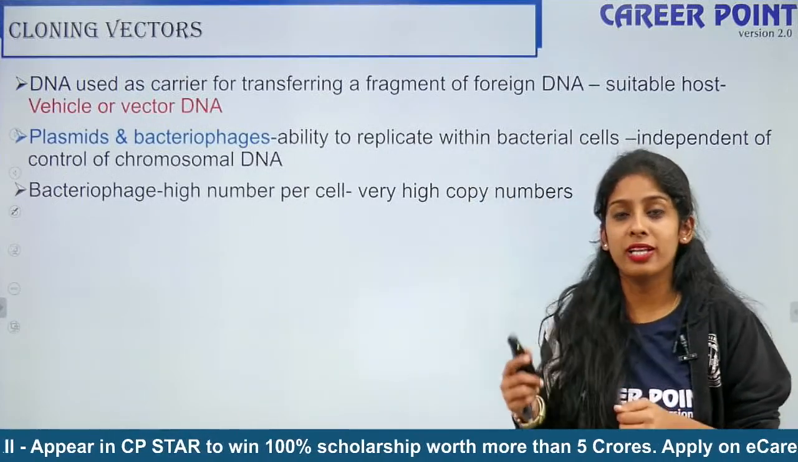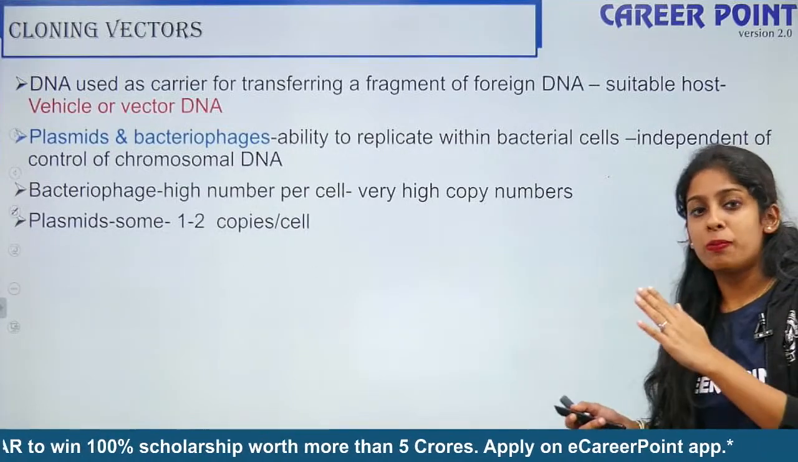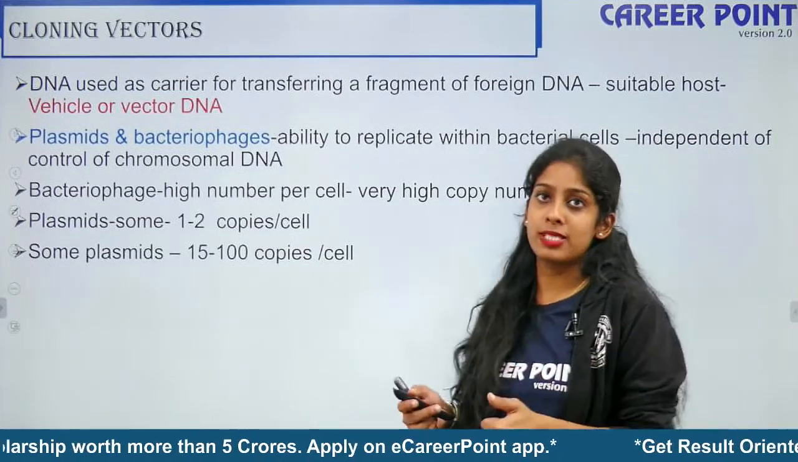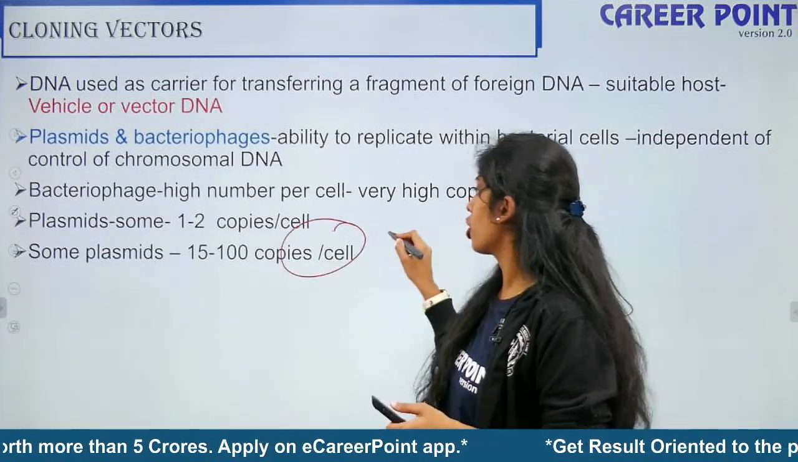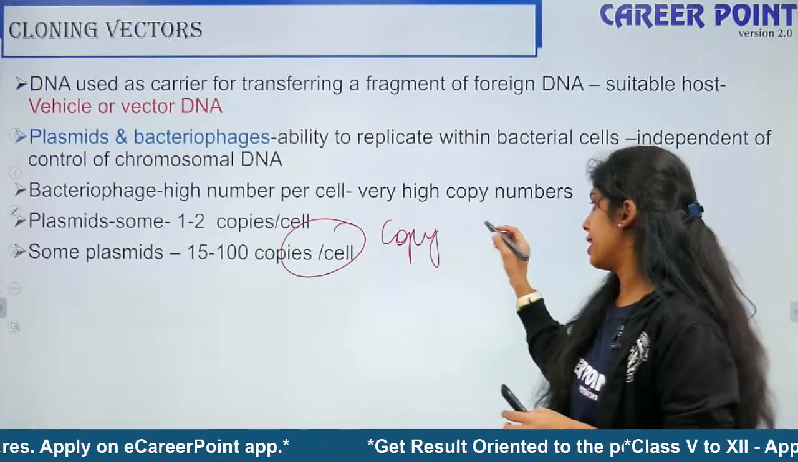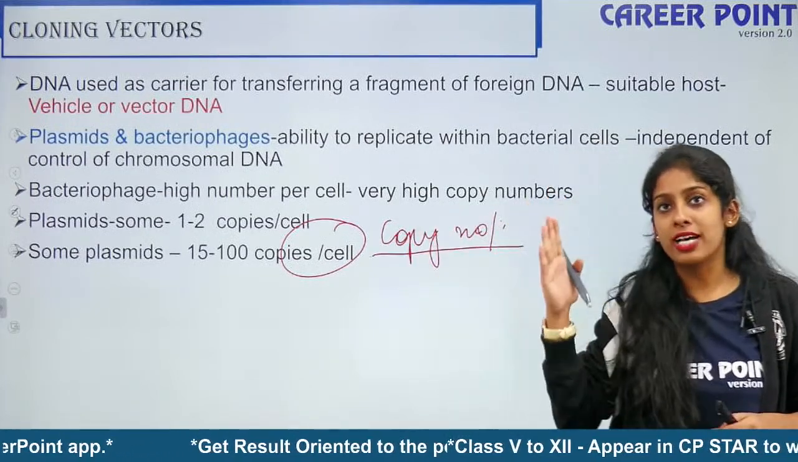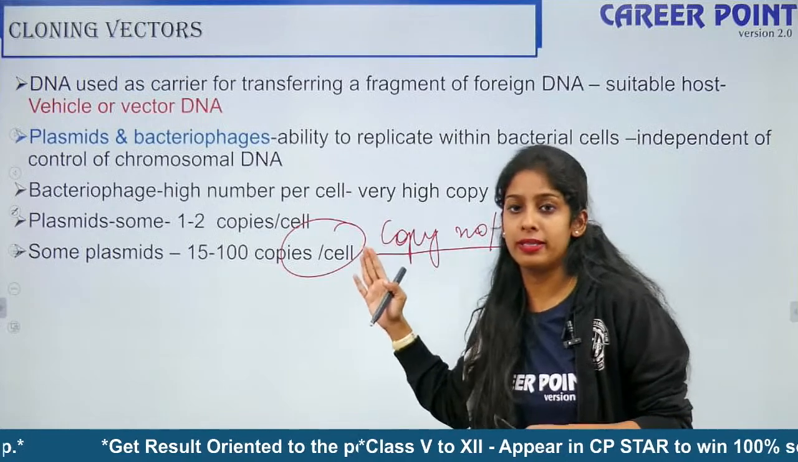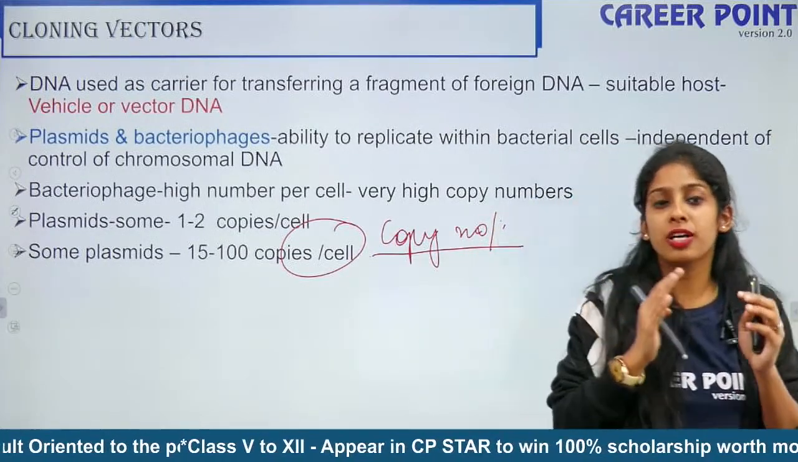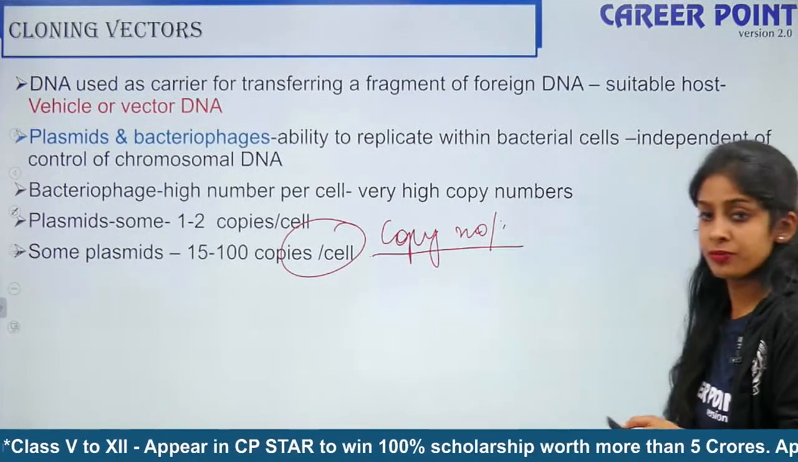Alright, so that is why copy number is very, very important. A plasmid can sometimes be 1 to 2 copies per cell. There are some plasmids which can be 15 to 100 copies per cell. So this refers to your copy number, the ability to multiply or replicate itself. That is very, very important. So the first criterion your plasmid should have is a very high copy number. Such a plasmid is what you take so that you reduce the number of errors in your process. Alright, so that is called copy number.